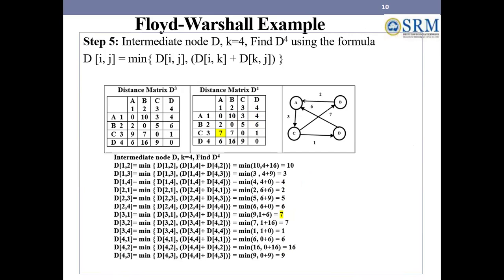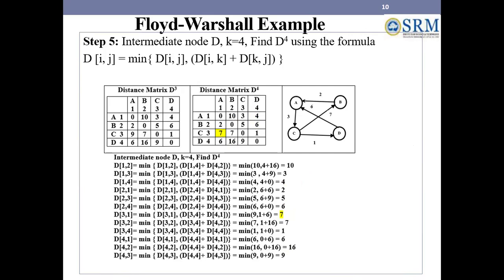So we are finding D power 4 from D power 3. We are taking the previous step output, D power 3, as input for the current step. And from D power 3, we are going to find out D power 4. There is only one change, that is C to A. Previously, C to A is 9.